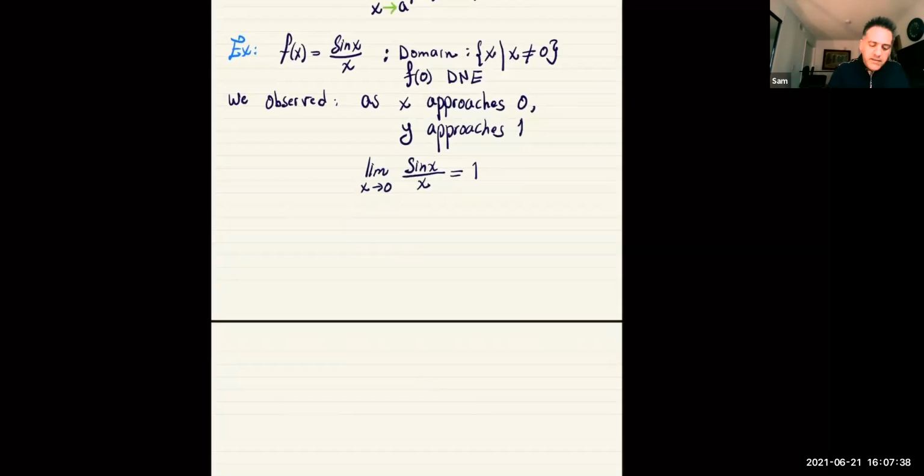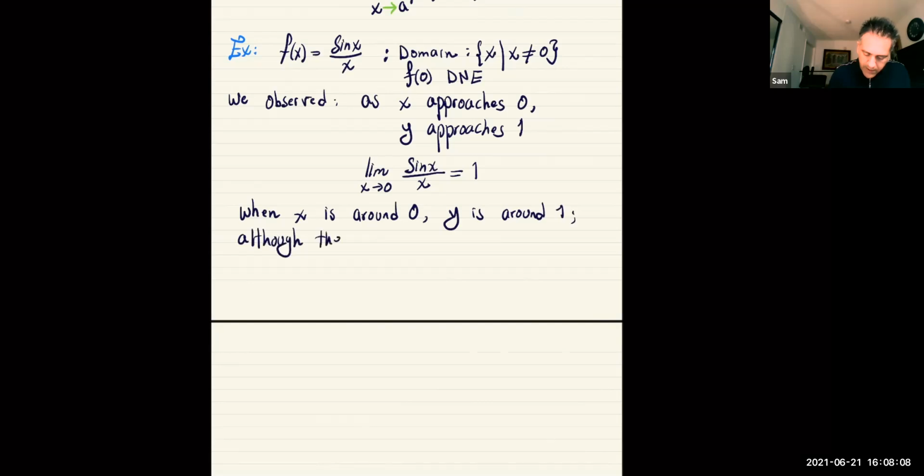So again, if I summarize what happened: when x is around 0, y is around 1, although there is no y value exactly at 0.